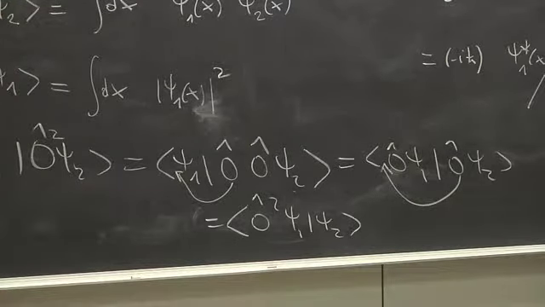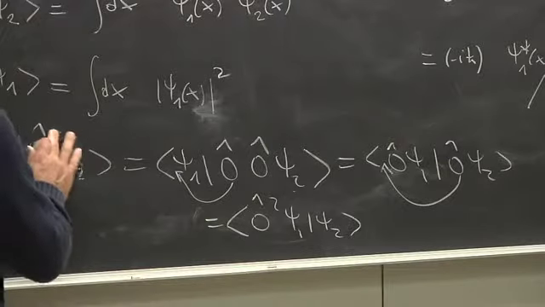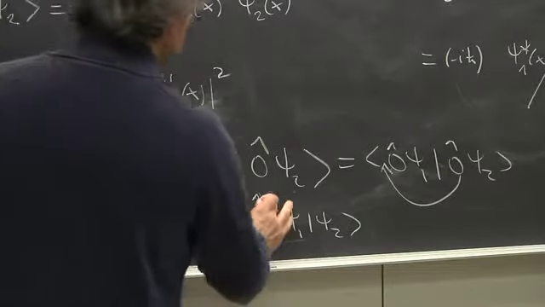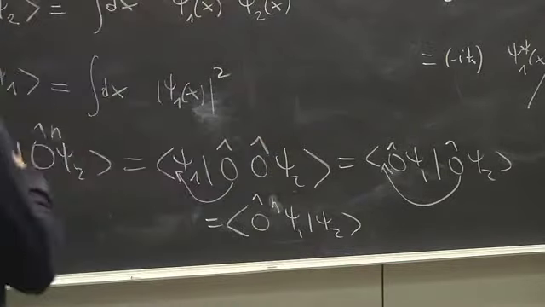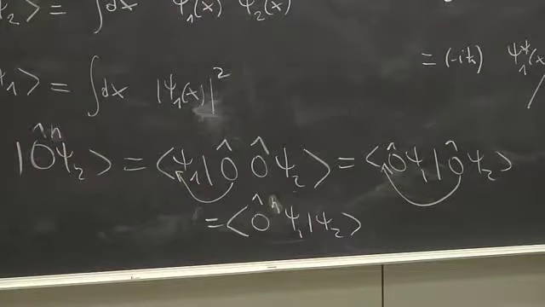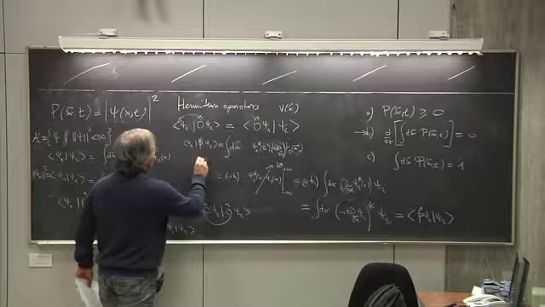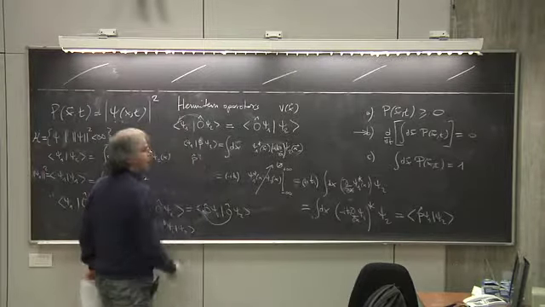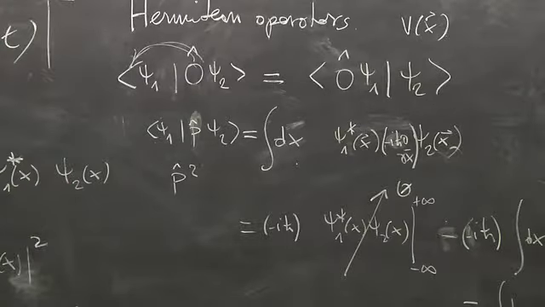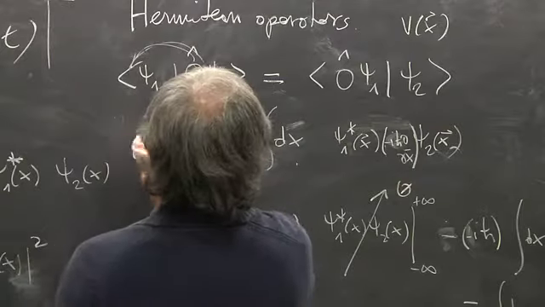Is it clear? So if O is Hermitian, O square is Hermitian. And a simple exercise shows you that any power is Hermitian. So any power of a Hermitian operator is still Hermitian. Very, very simple. Now, since you have proved that P is Hermitian, this will tell you that P square is Hermitian as well. And the sum also of two Hermitian operators is Hermitian. You can prove this in a few seconds.